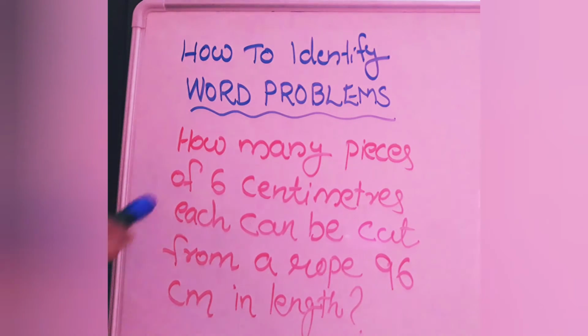And remember, how many questions like these are also a clue to do division. How many pieces can be cut? This is also a clue to find division. Here you will get 96 divided by 6. You will get 16 as the answer. 16 pieces you can cut.